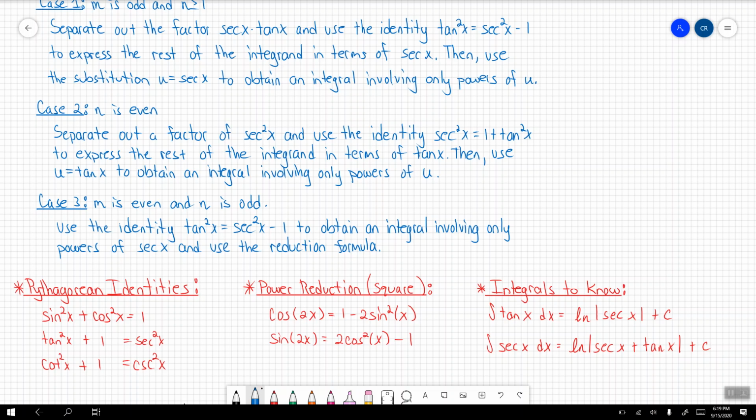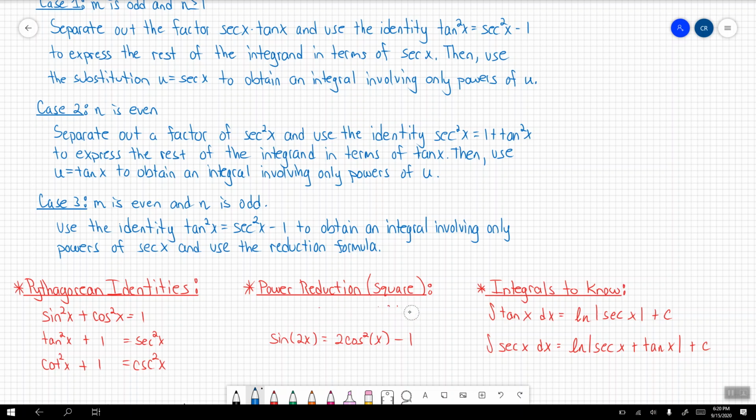tan squared x plus 1 is equal to secant squared x. Cotangent squared plus 1 is equal to cosecant squared x. Now the power reduction formulas. And these power reduction formulas are only going to be for the square values of sine and cosine. In order for us to be able to talk about these power reductions for sine and cosine, what we want to do is we want to use these double angles.